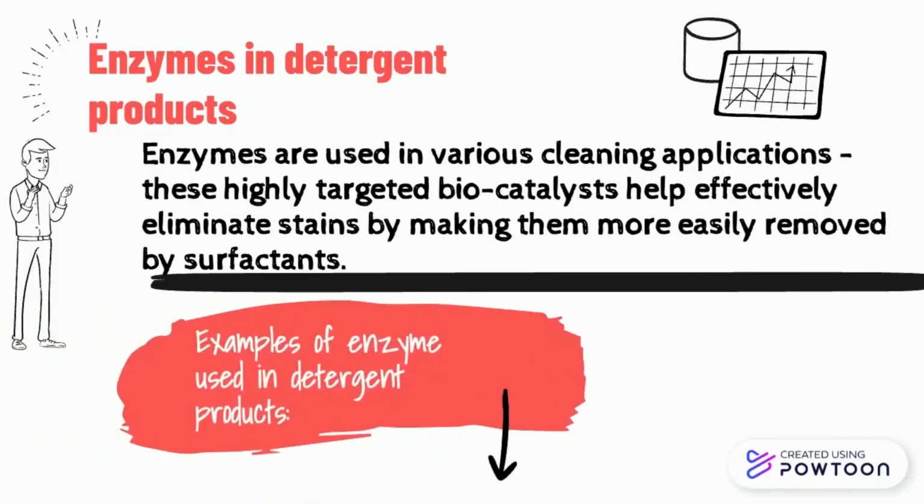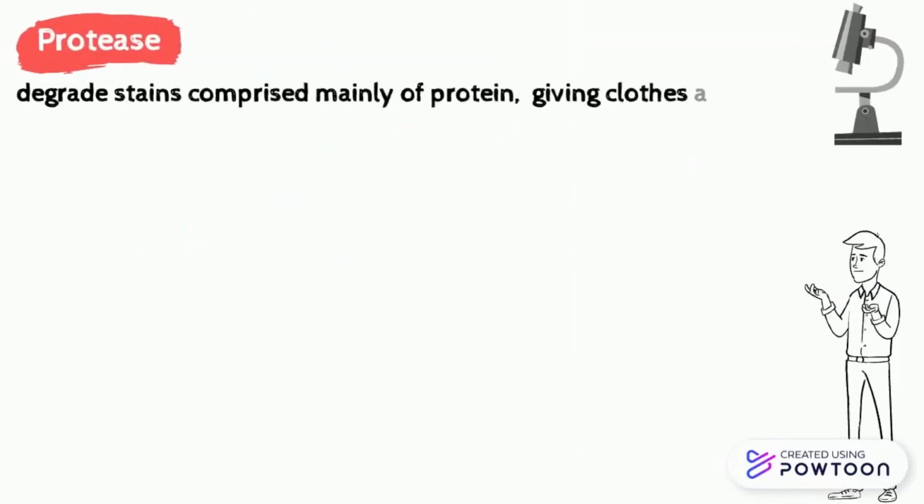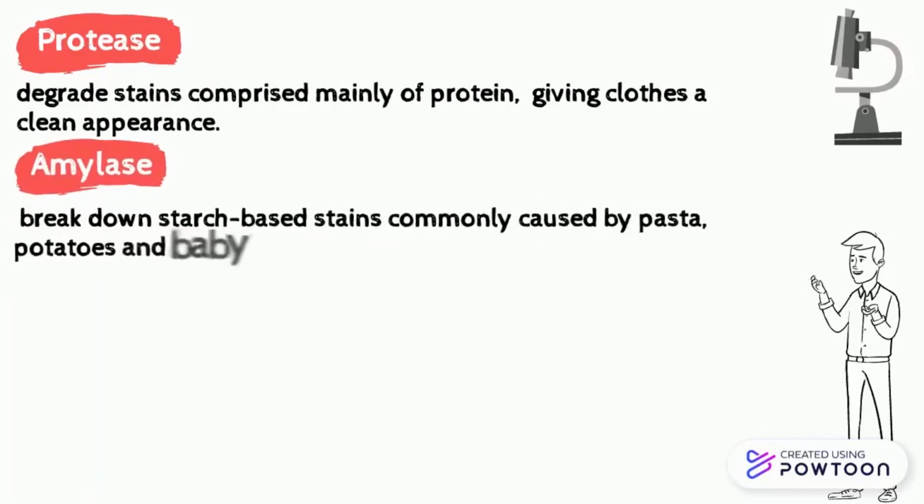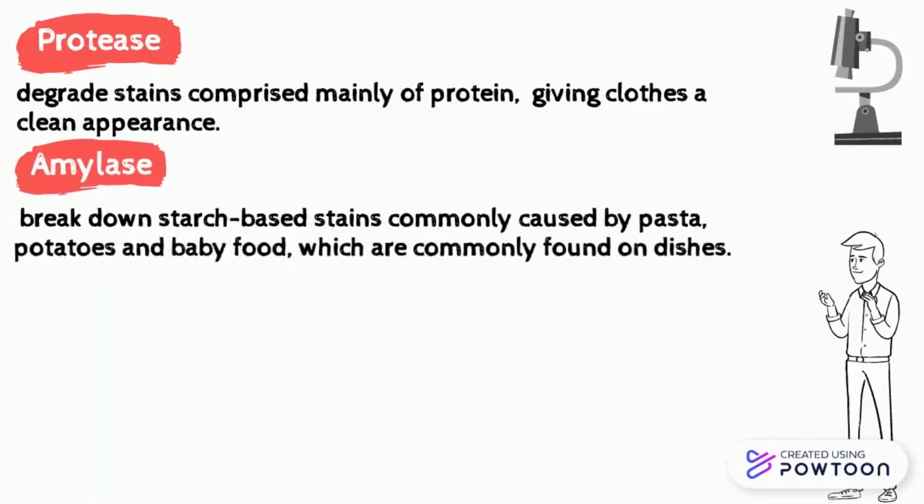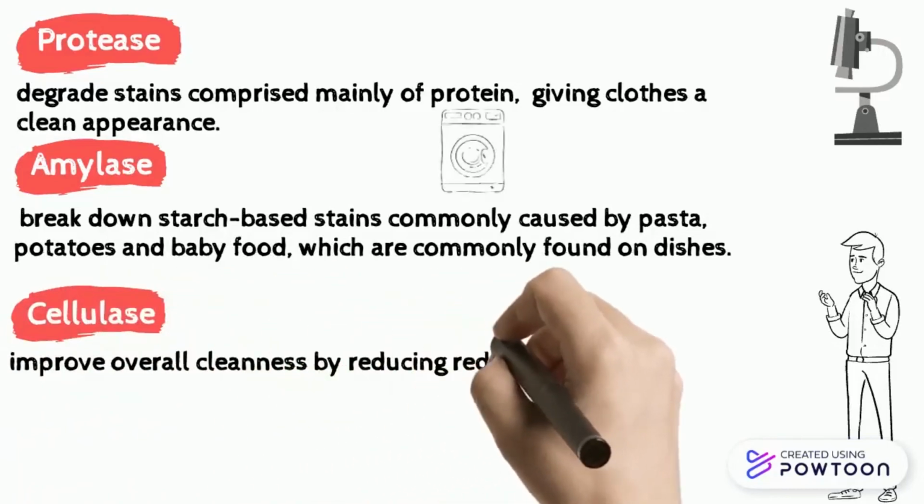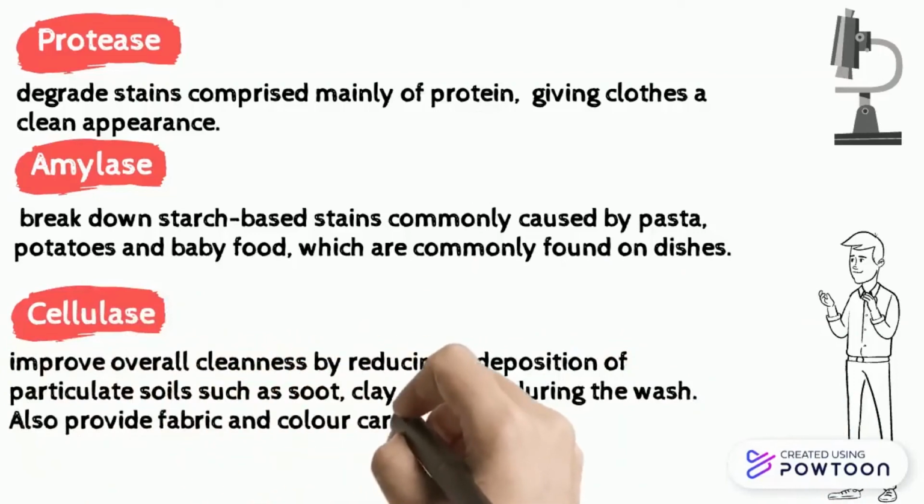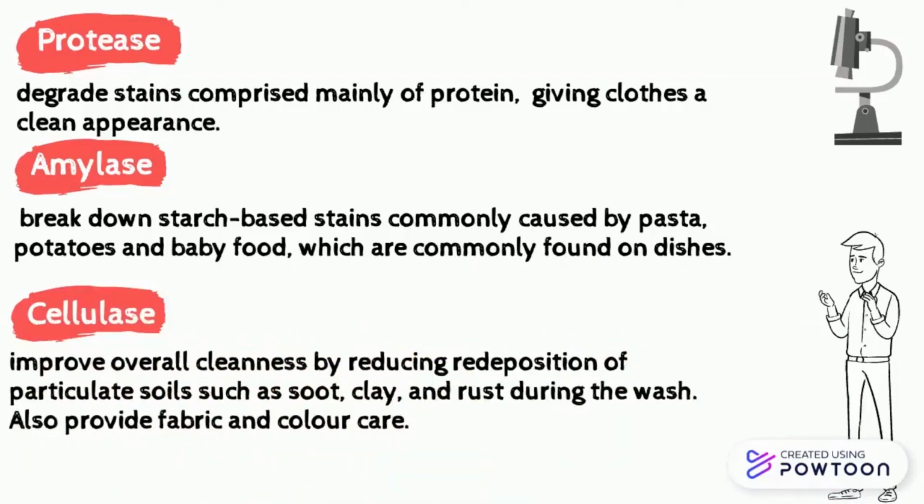Here are a few examples of enzymes that have been used in detergent products, such as proteases, which degrade stains comprised mainly of proteins such as grass, blood, egg, and others, giving clothes a clear appearance. Amylases break down starch-based stains commonly caused by pasta, potatoes, and baby food, which are commonly found on dishes. For cotton fabrics, cellulases improve overall cleanness by reducing the redeposition of particulate soils such as soot, clay, and rust during the wash. In addition, cellulases also provide fabric and color care.